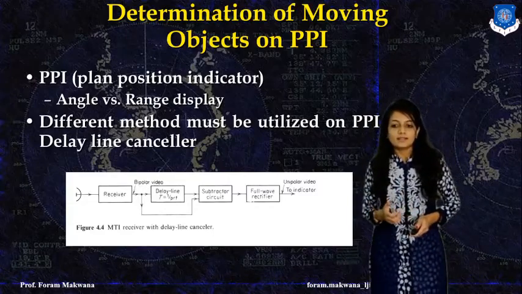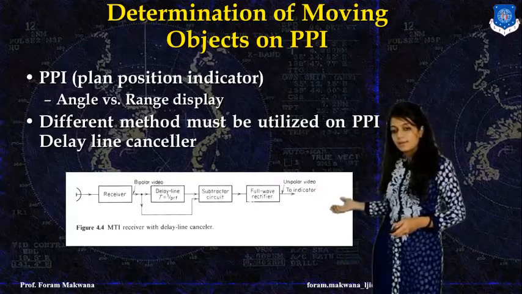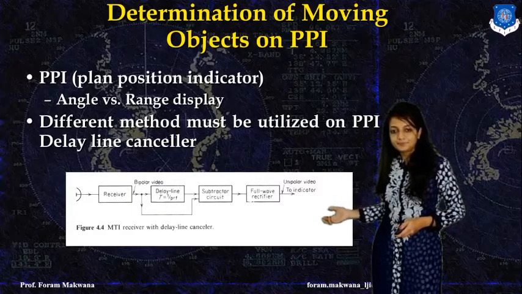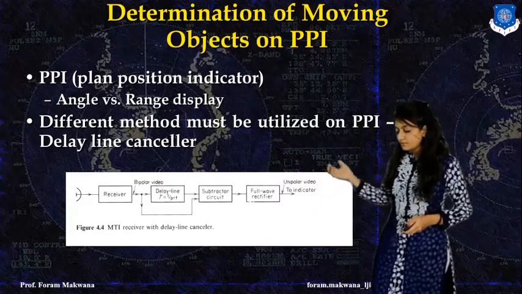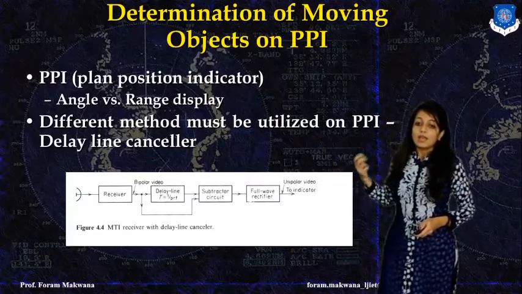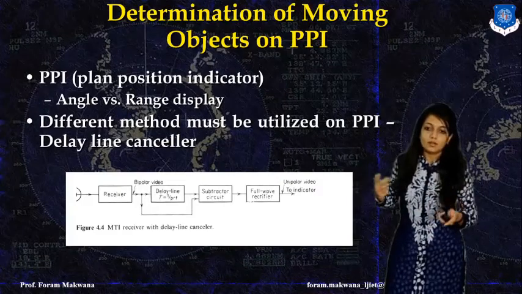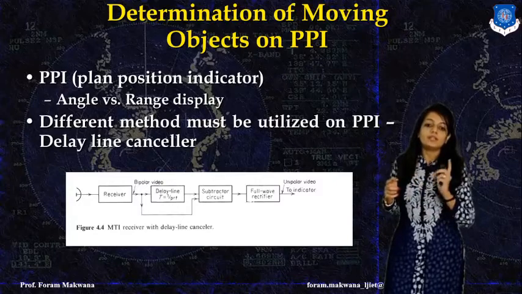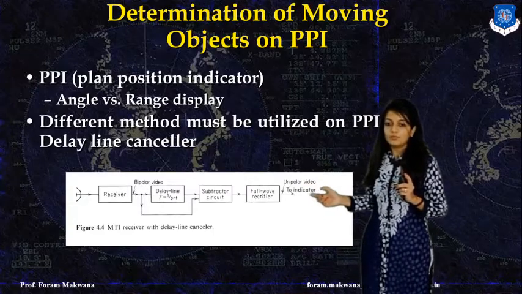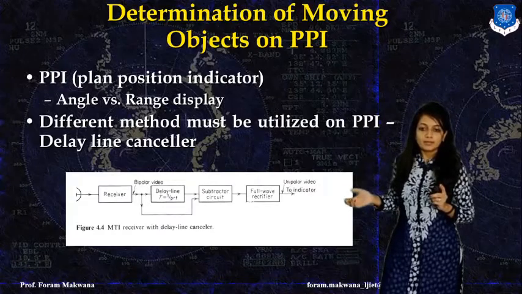Now, the delay line canceller we can explain with the help of this block diagram. So this is the MTI receiver with delay line canceller. Over here you can see that my antenna is there, after that the receiver is there, and the received echo signal is going to be compared with a delayed version of that echo signal, alright, with the help of a delay line, which provides you the delay of tau, that is equal to 1 upon PRT, right?